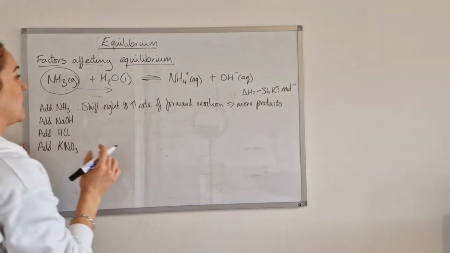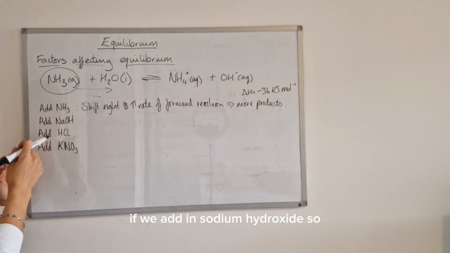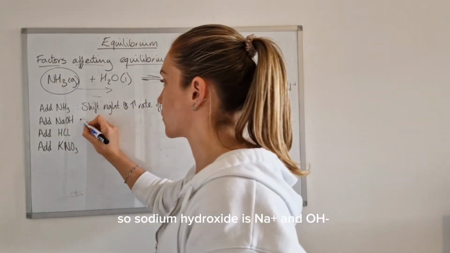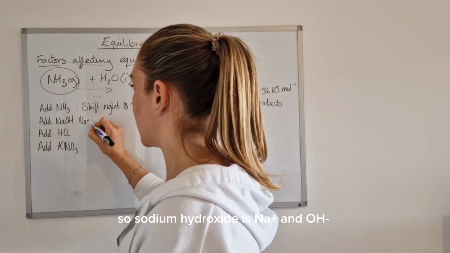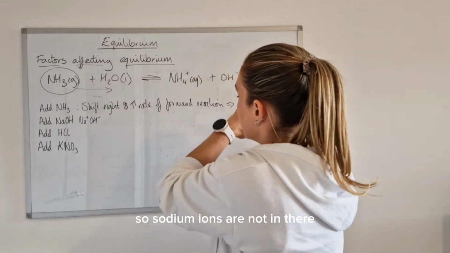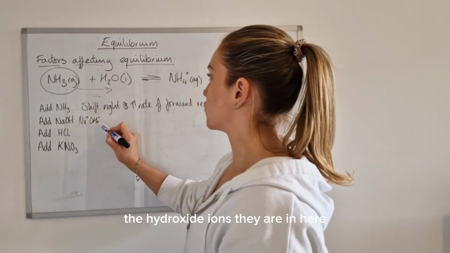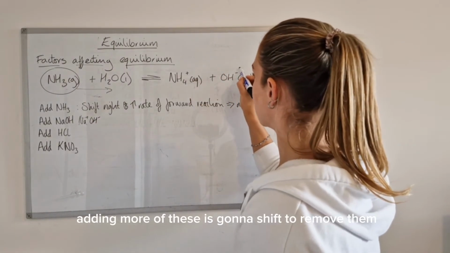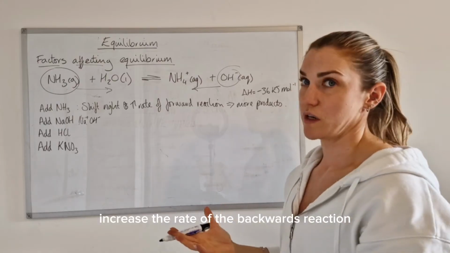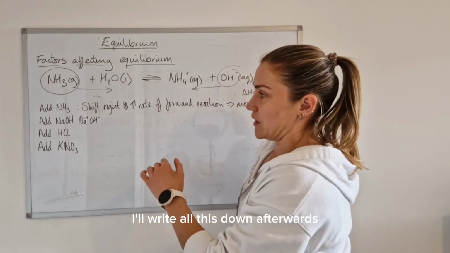If we add sodium hydroxide, if you're given anything ionic, the best thing to do is write down the ions that are going to be added. So sodium hydroxide is Na+ and OH-. So we look to see if either of those are in the reaction. Sodium ions aren't in there and they usually don't interfere with anything, so they're not going to make a difference. The hydroxide ions, they are in here, so if we're adding more of these, it's going to shift to remove them. So in this case it will shift left, increase the rate of the backwards reaction, and therefore result in less products. I'll write all this down afterwards.